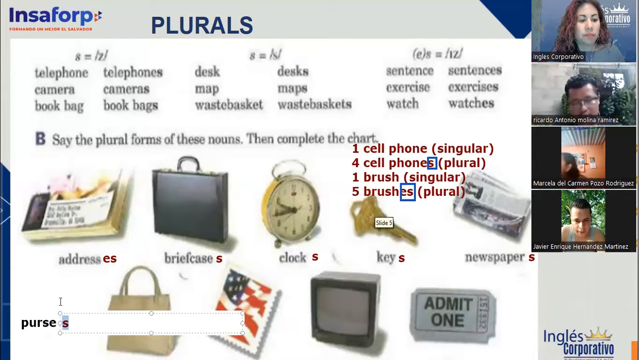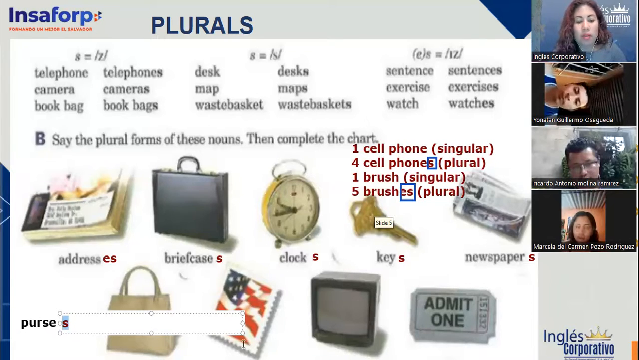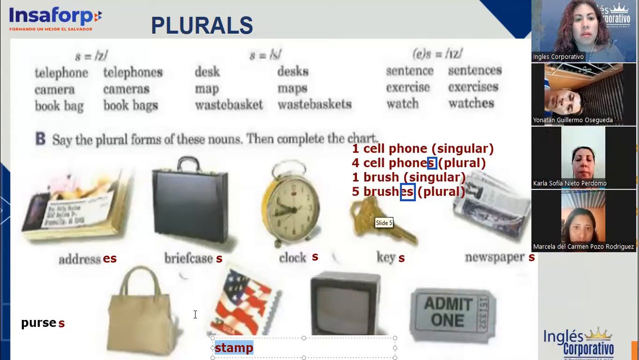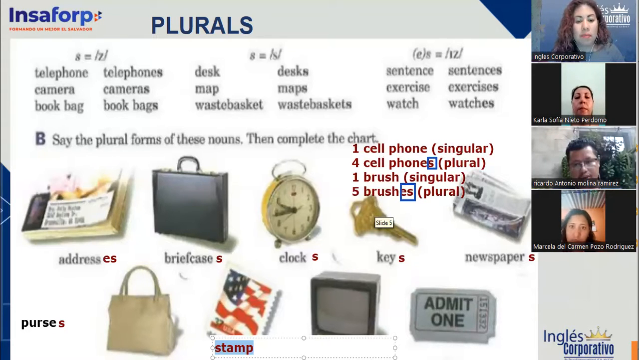And the other one says stamp. So here we're gonna put... Okay, plural of stamp. What is the plural of stamp? Stamps. Okay.